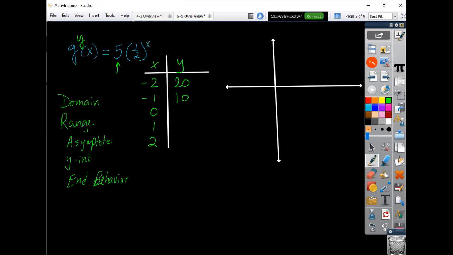Anything to the 0 power would be 1 times that 5. And then if I put a 1 in there, a half times 5, that's 2.5. If I put a 2 in there, change that exponent to a positive 2.